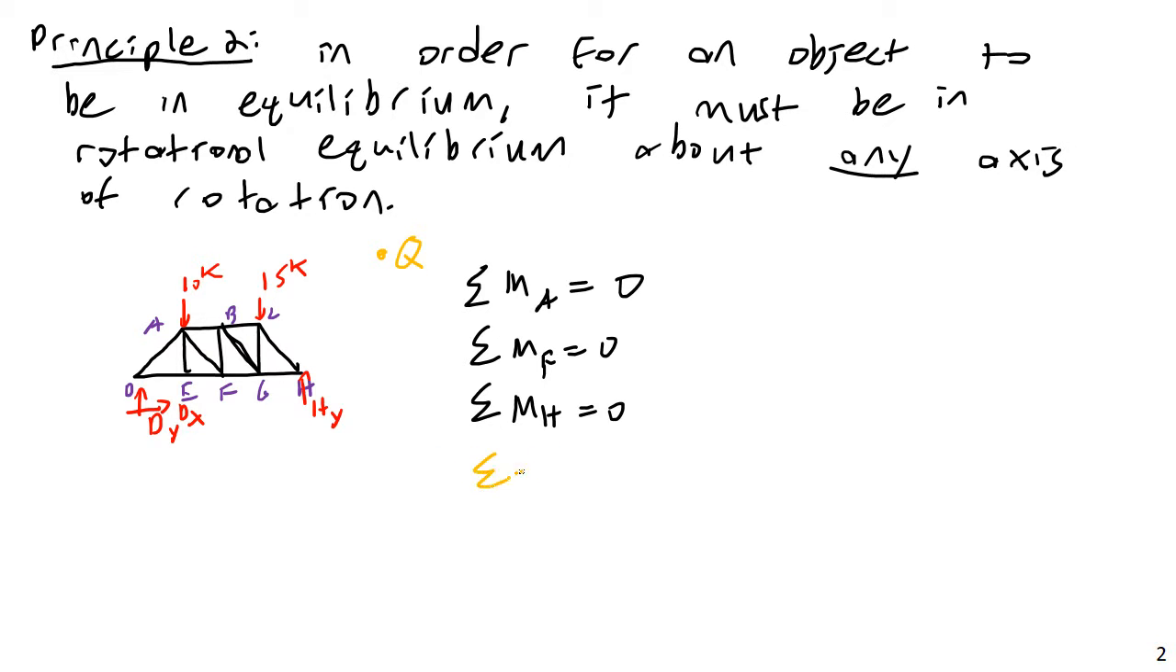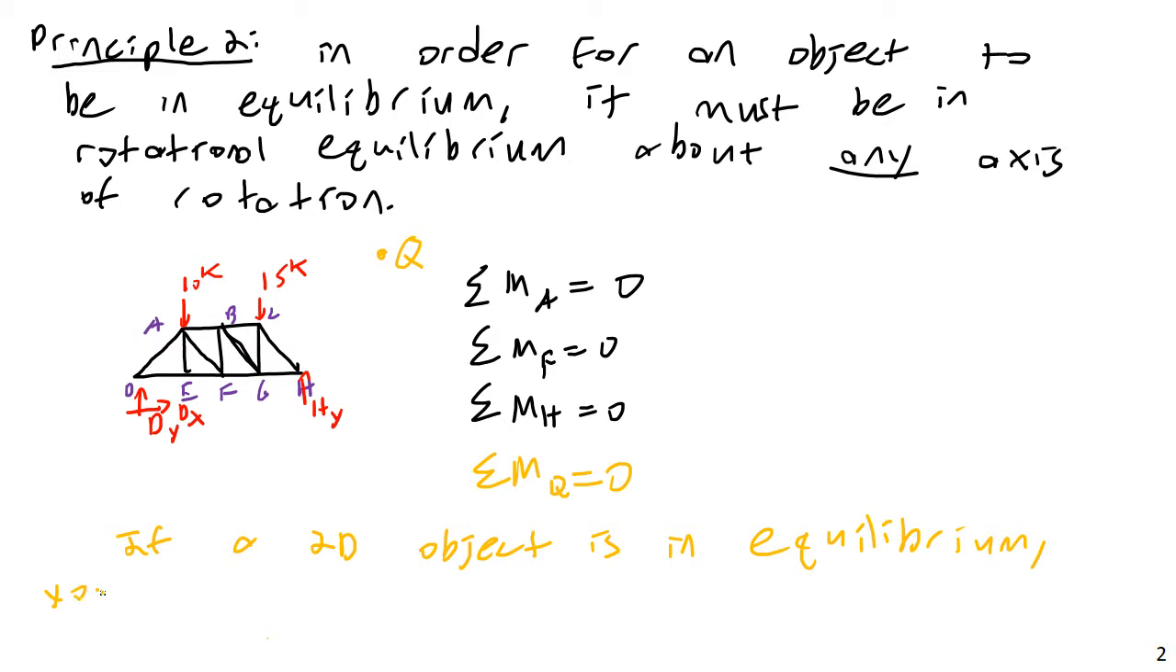So sum of moments about Q, that also has to equal 0. So again, if a 2D object is in equilibrium, you can sum moments about any point in the plane.